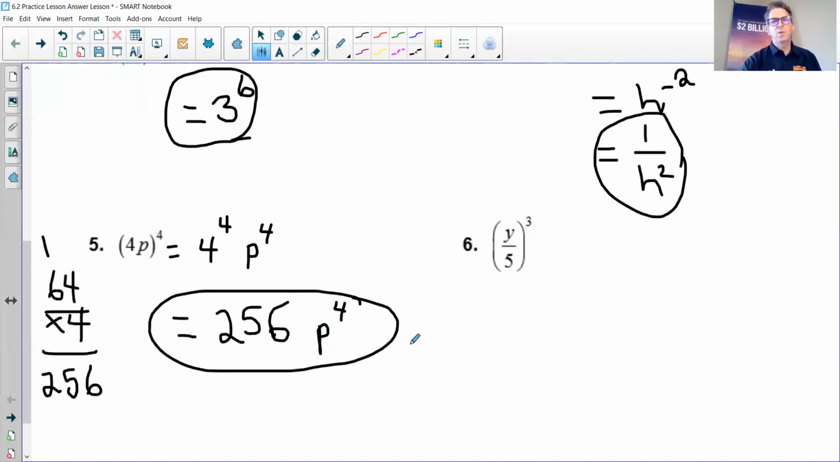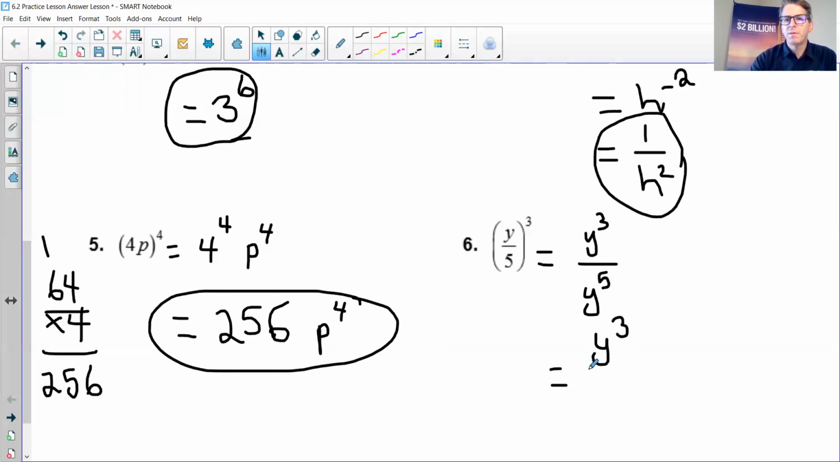Number 6, y divided by 5, and all of it is raised to the third. In this case, we have a division and the entire thing is raised to the third. So this is y to the third divided by 5 to the third, which is y to the third divided by 125.